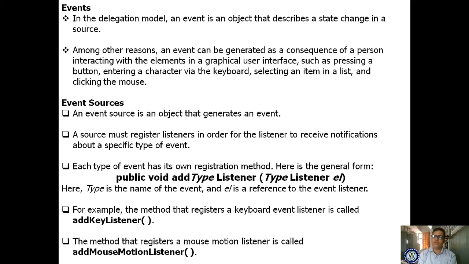It defines the state change in a source, and according to that, the source will change. Among other reasons, an event can be generated as a consequence of a person interacting with the elements in a graphical user interface, such as pressing a button, entering a character through the keyboard, selecting an item in a list, and clicking the mouse. According to this, events are generated.